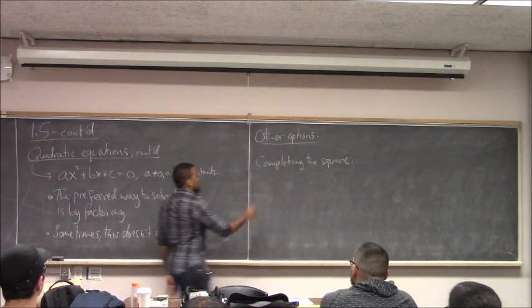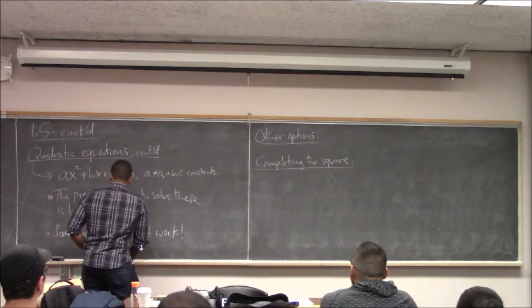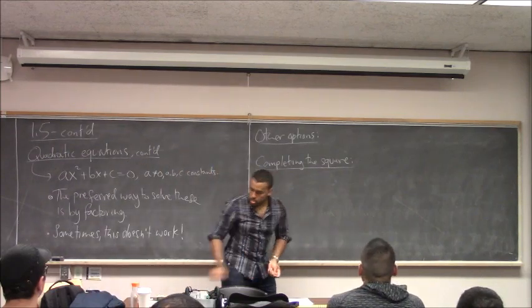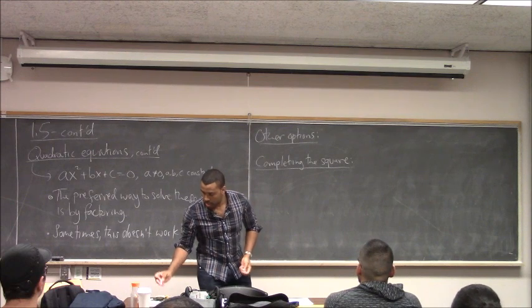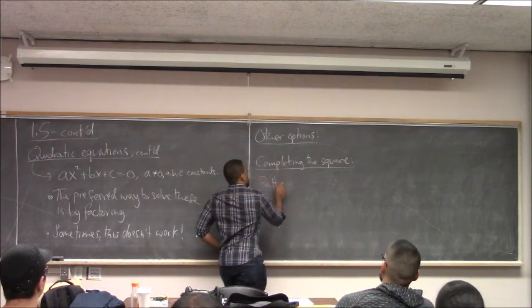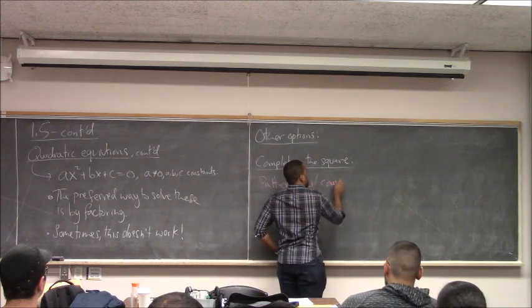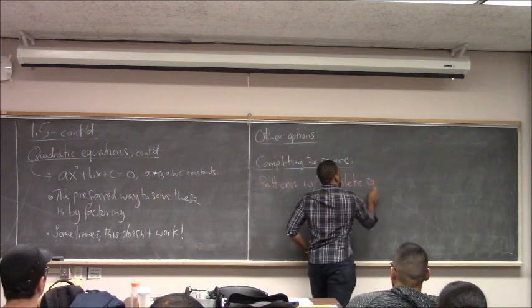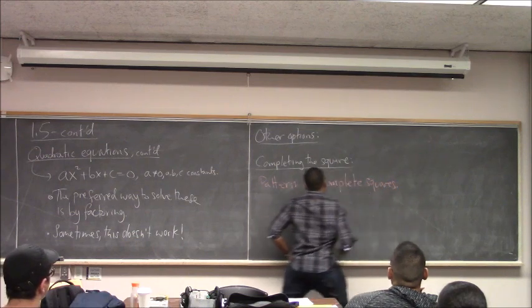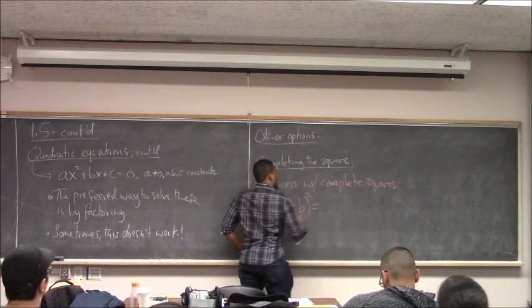So we kind of notice the pattern with complete squares. So maybe I should write that down. Here's a pattern that we know with complete squares. You take a plus b all squared. What is that equal to?